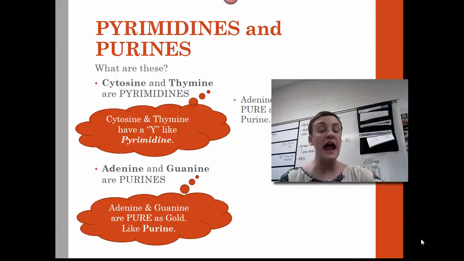We consider adenine and guanine to be purines. It just has to do with their shape. And the way that I like to remember that is that adenine and guanine are pure as gold, whereas cytosine and thymine are considered pyrimidines. And I like to remember them because both cytosine and thymine have Y's in them, just like the term pyrimidine. So an easy way to remember those.